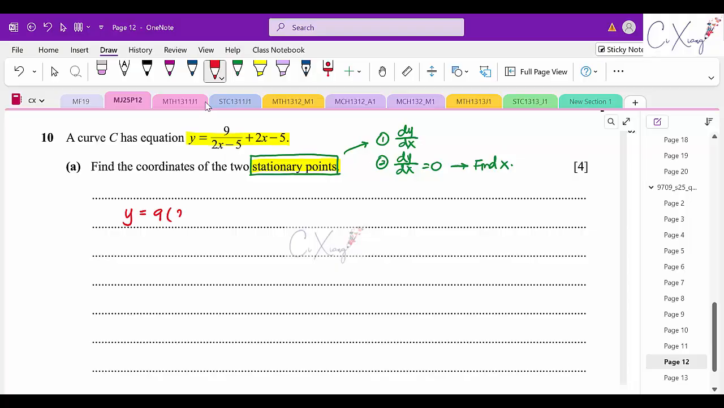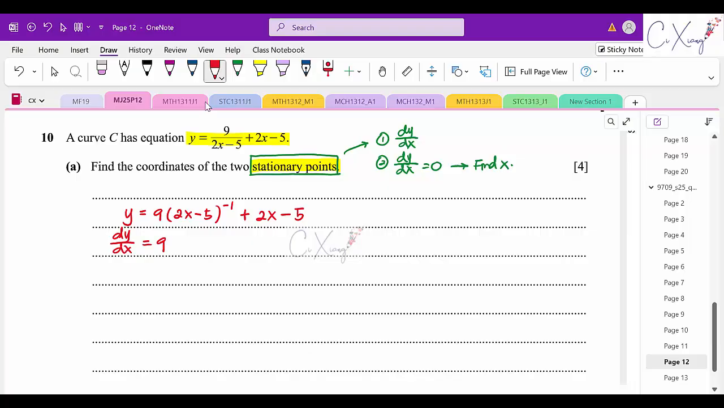I put it into the power form, yeah? So (2x - 5), bring up the bracket, it will become power negative 1, then plus 2x minus 5. Okay, so first, let us try to find out the dy/dx first. 9 is a constant, I just copy it.